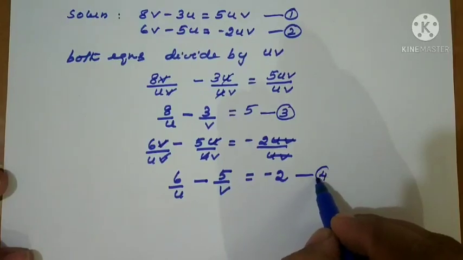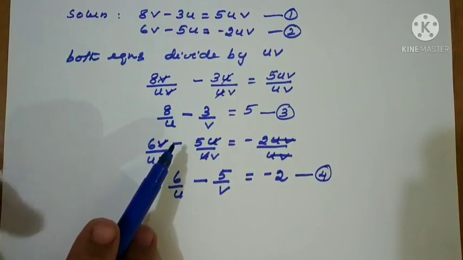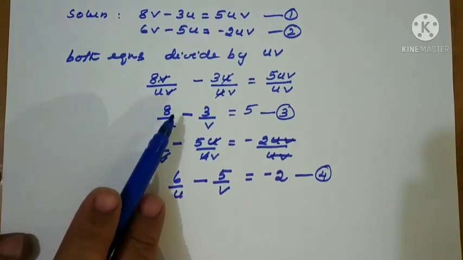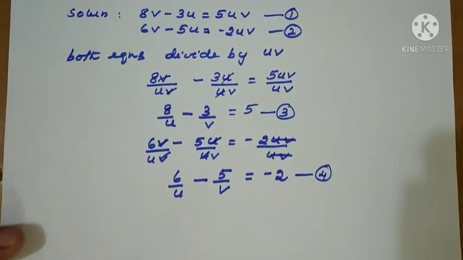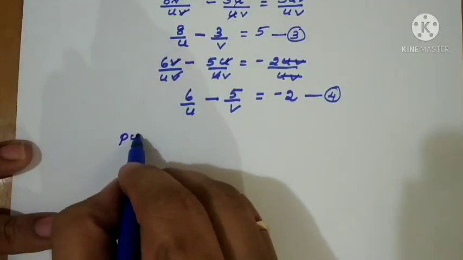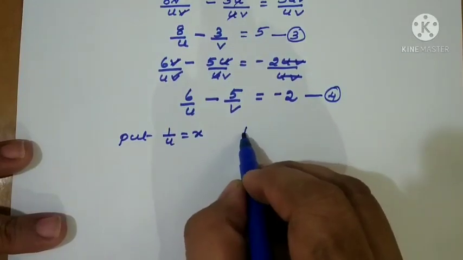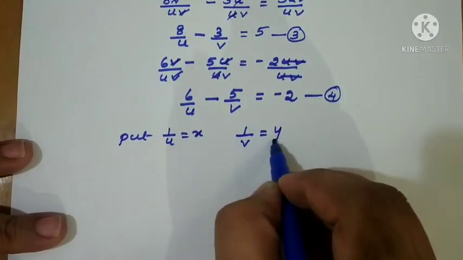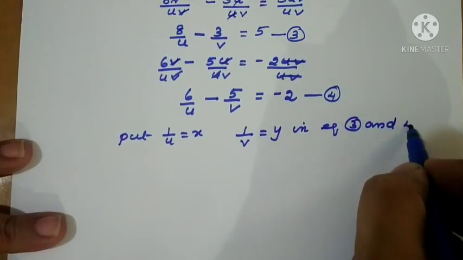So this is equation number 4. Now see, this is not a linear equation, but we can reduce it to a linear equation by changing 1 by u as x, 1 by v as y. Previously we were getting x and y in the denominator. Now we got u and v in the denominator. That is the only change. Same steps only. So put 1 by u equal to x. Any other variable also you can take, there is no problem. 1 by v equal to y in equations 3 and 4.